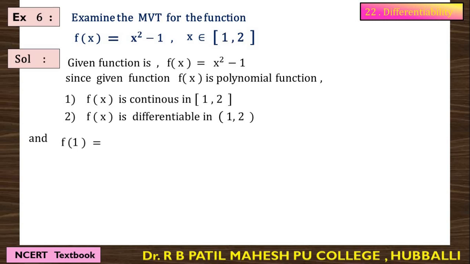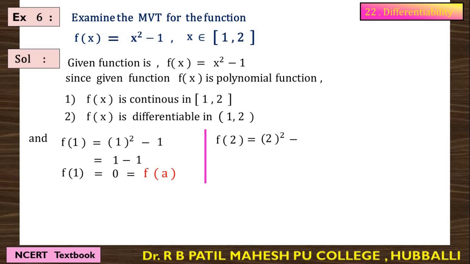Then next you find f of 1, which is 1 square minus 1, that is 0, and denote this as f of a. In the same way, f of 2 is 2 square minus 1, that is 4 minus 1, which is 3. So denote this as f of b. In the next step, find the derivative of this f of x.